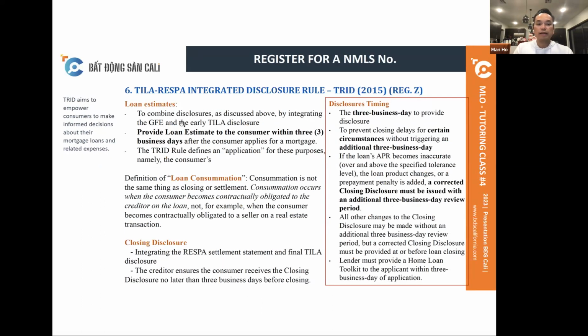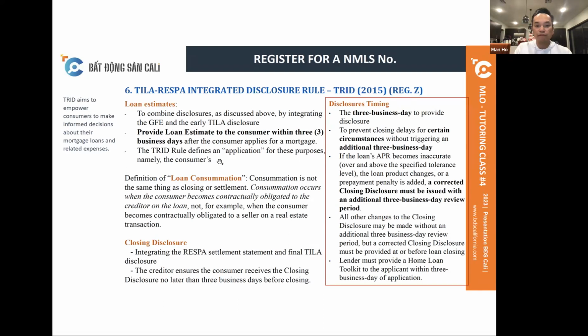Okay, keep going. What is the loan estimate? We talked about this several times already. The loan estimate is a combined disclosure, as discussed above, integrating the GFE and the early TILA disclosure, to provide a more refined estimate for the borrower to see. The loan estimate needs to be provided within 3 business days after the application is submitted. Remember that: 3 days, but after the application is submitted.